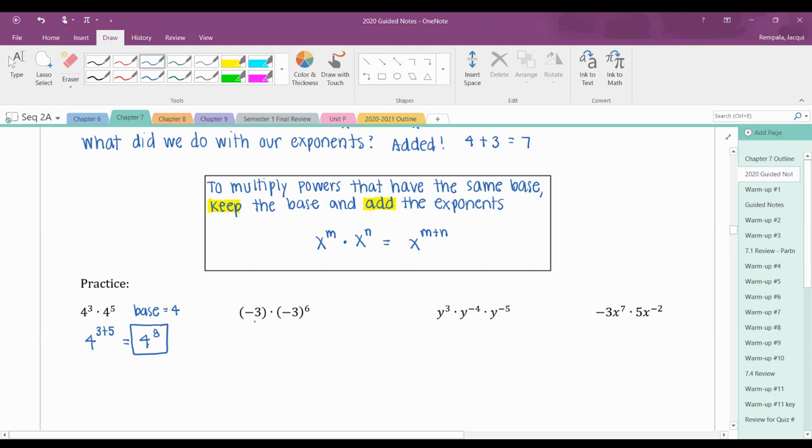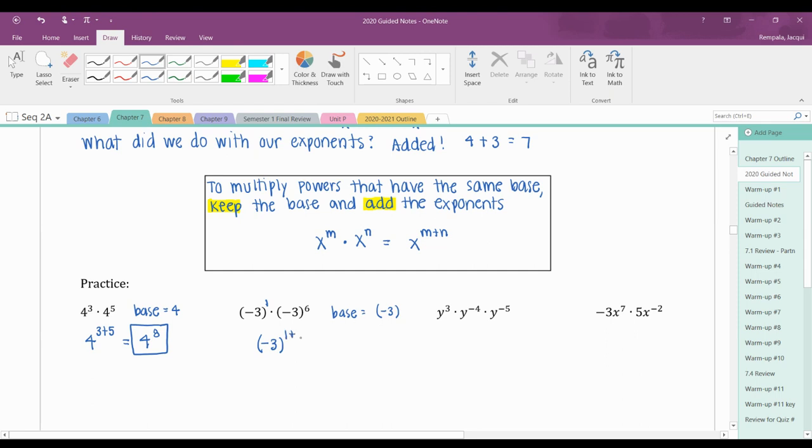In the next one, we've got negative 3 times negative 3 to the 6th power. Notice that the base is negative 3 in parentheses. Remember, if I have the same base being multiplied, I keep that base exactly how it is, and I add the exponents. Remember, there is an exponent with that first base. If you don't see an exponent, think about how many of those bases you have. You have one of them, so think of it as an exponent of 1.